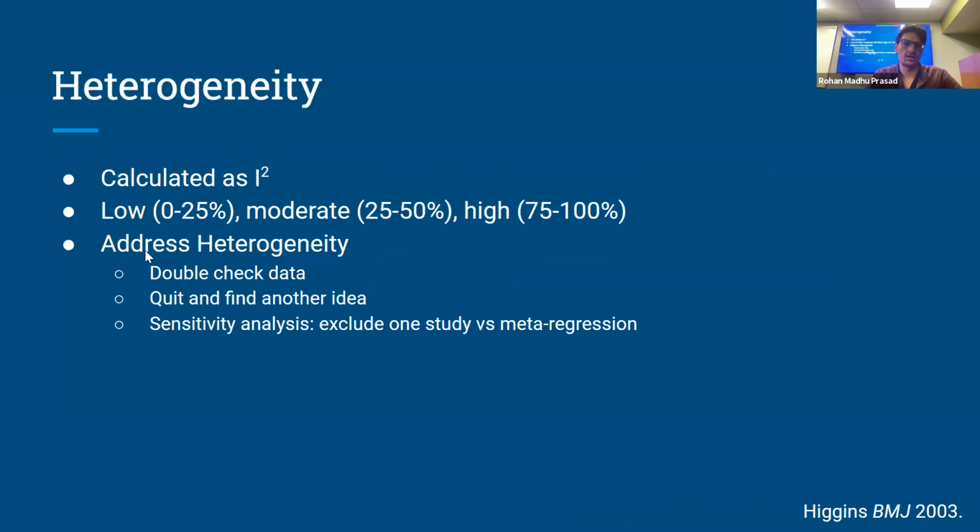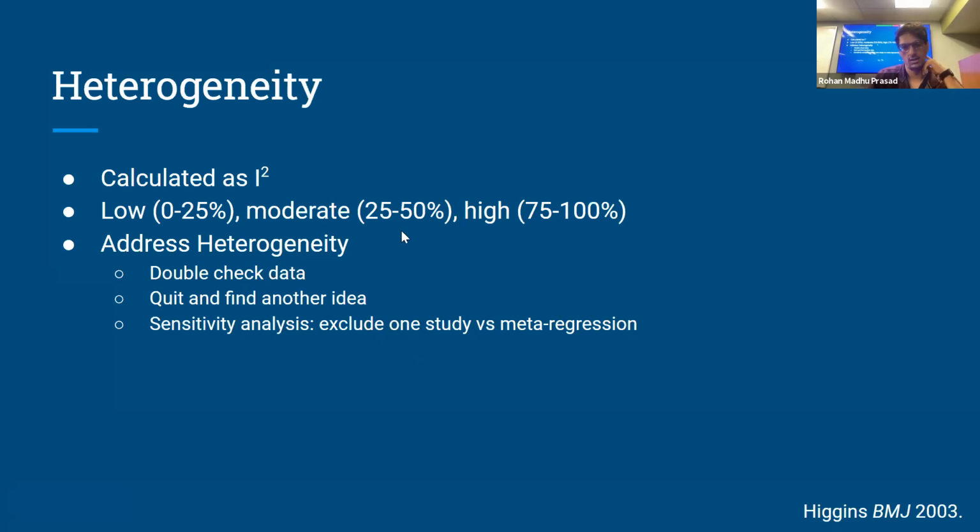You can address heterogeneity by double-checking your data, by myself doing it and then Abdullah doing it, or you can go back and do it yourself again. If it's too high, like 99% on all your forest plots, you can quit and find another idea while you're ahead. You could do a sensitivity analysis where you exclude one study. Now this you can do in RevMan. The meta-regression, I have not figured out how to do, and I think you would need a statistician to do that. But you can do the exclude one study test in RevMan, and I could show you how to do that.